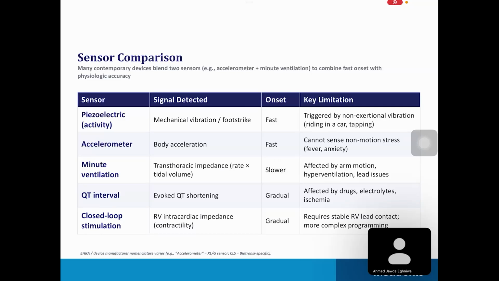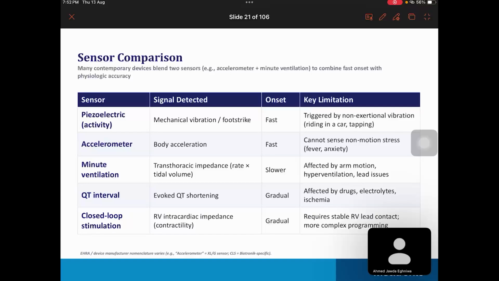Guys, is this point clear, or does anyone not understand it? Whoever doesn't understand, tell me. Okay? If you all understand the difference between rate modulation and the rate drop response feature, fine. If anyone wants me to repeat it again, tell me please.